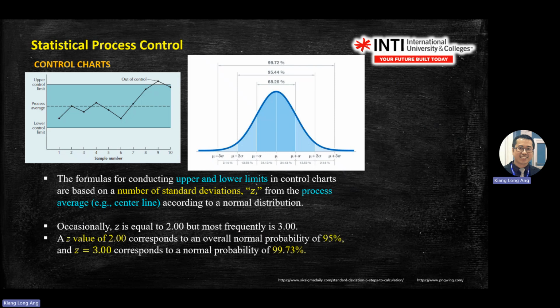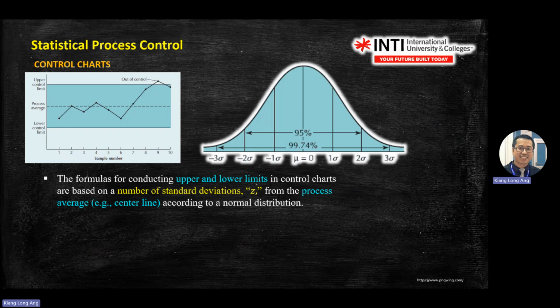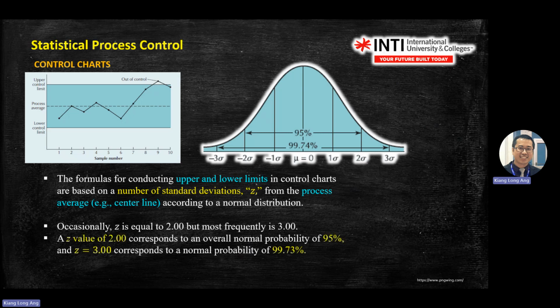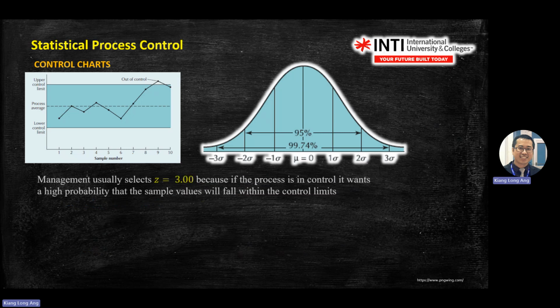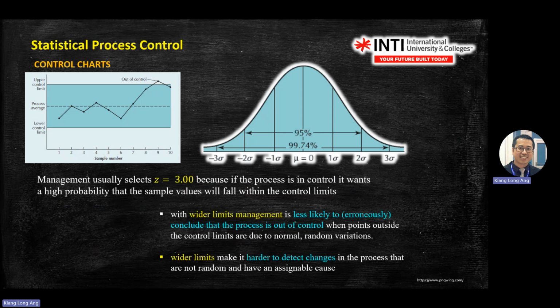So this one is just an elaboration. This is another summary for the statistics graph. 3 sigma to the left, 3 sigma to the right means you are controlling 99.74% of your process. The rest you read.